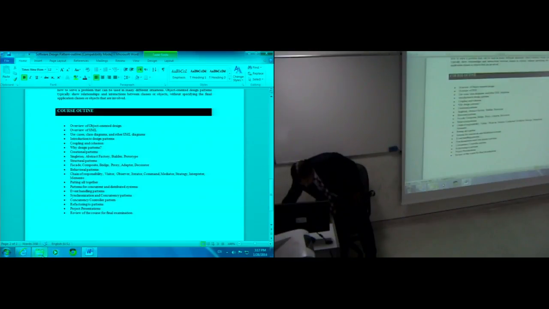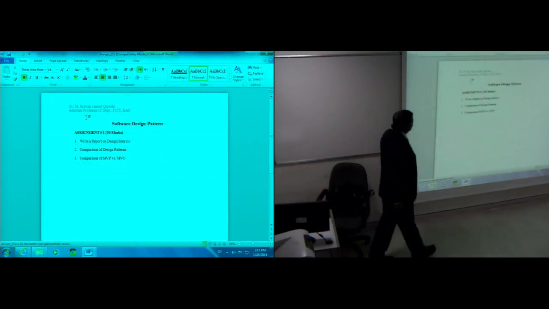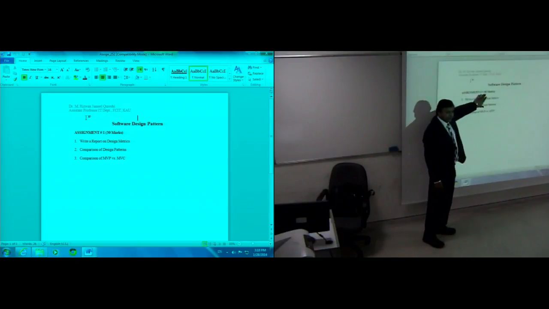Then your assignments, there are 3 assignments. First of all, you have to write a report on the design matrix. It's individual, 10 marks. Second, comparison of design patterns: you can make a group of 2 or 3, take 2 or 3 patterns per student, write the code according to the design, and then do the presentation as usual. We are practicing from 250 and 251 and so on. The third is also 10 marks and also individual. So 2 are individual assignments and 1 group.